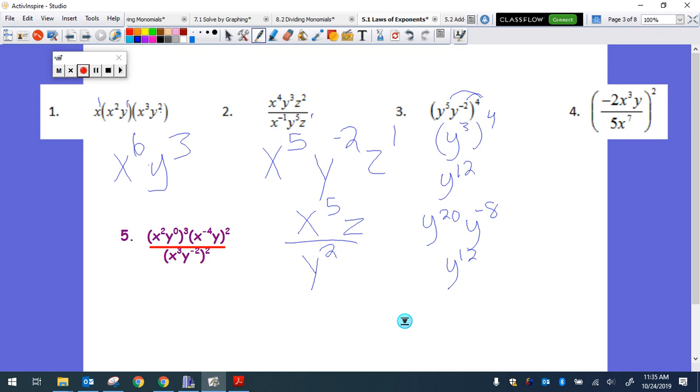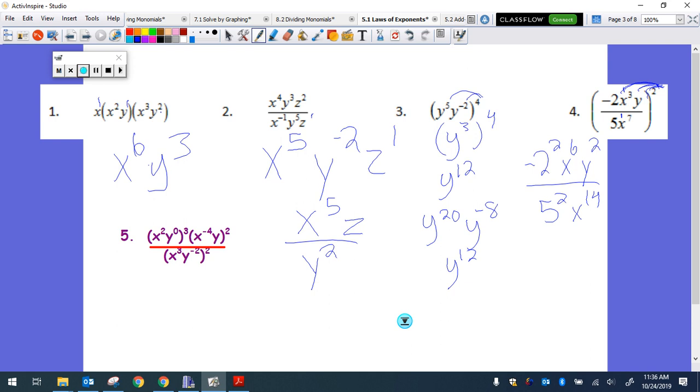Number 4, that 2 on the outside is going to go to everything. So I'm going to put a 1 on my negative 2 and a 1 on my 5. So I'm going to multiply it to everything. So I get negative 2 to the 2nd, x to the 6th, y to the 2nd. See, I took that 2 and multiplied it to all 3. On bottom, I get 5 to the 2nd and x to the 14th.